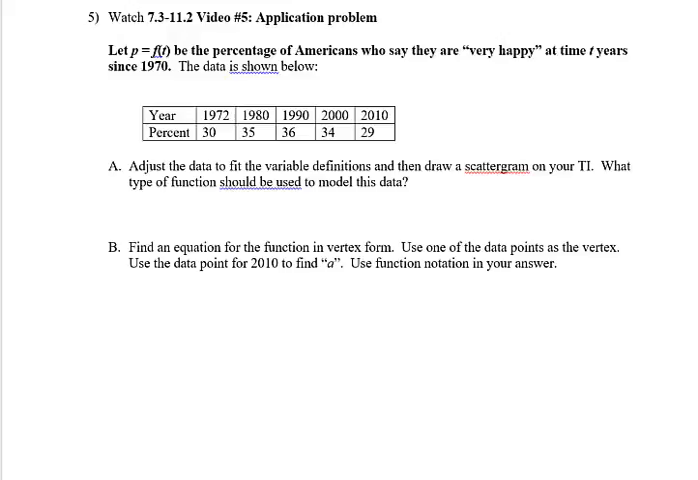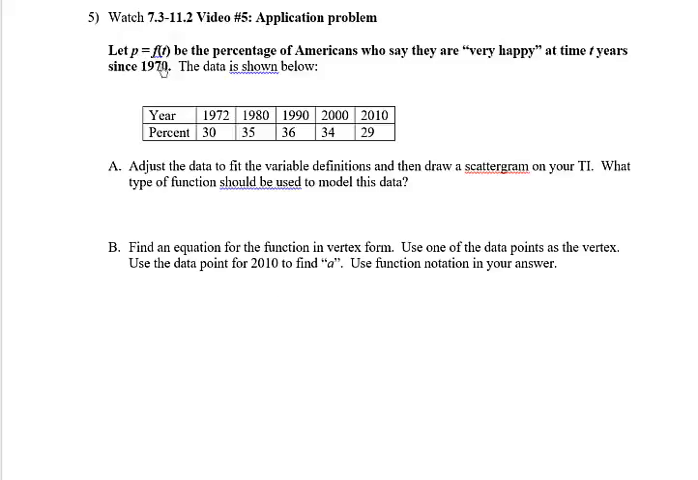This is video number 5 for sections 7.3 and 11.2, an application problem. We'll wrap this lesson up by looking at this application problem. It's a great problem because it both reviews some of what we've done previously as well as brings in the square root method. It is one of these scattergram problems. Let's take a look. Here's our let statement.